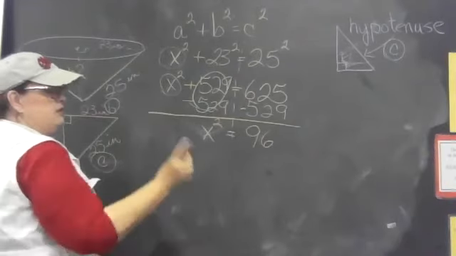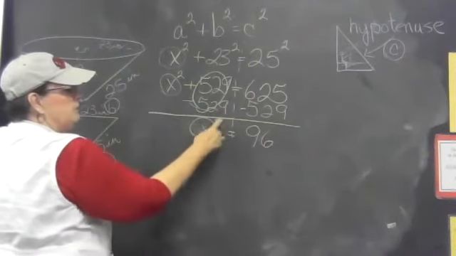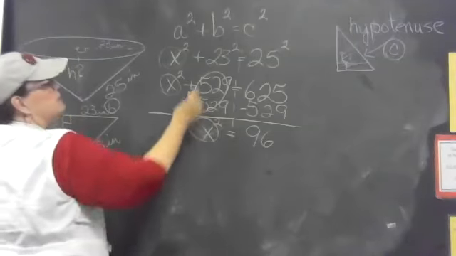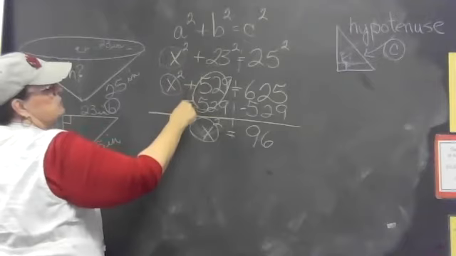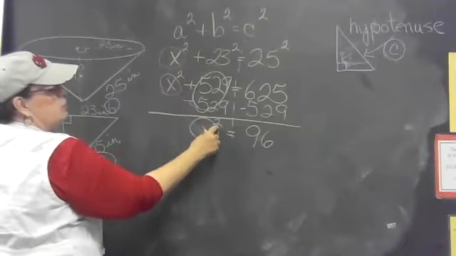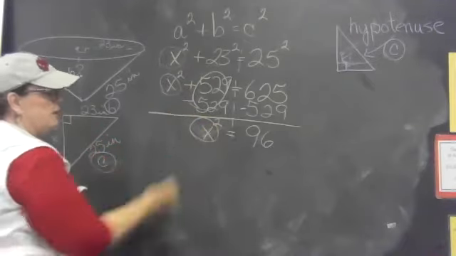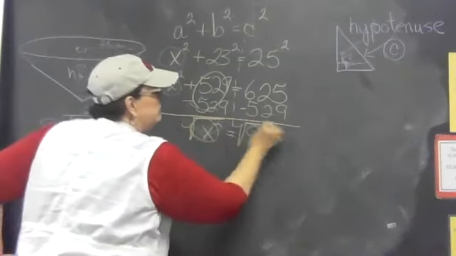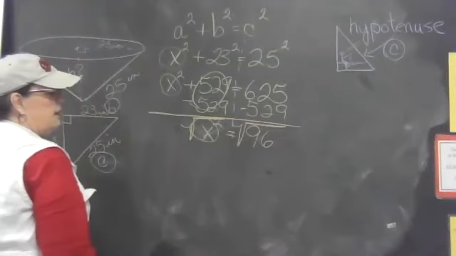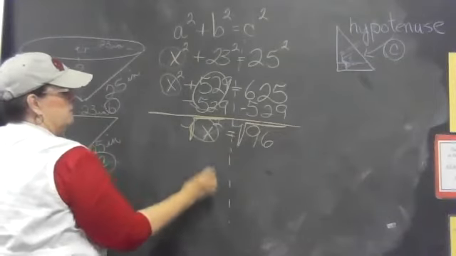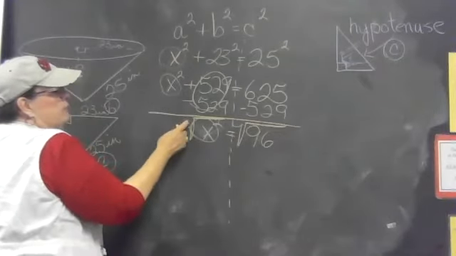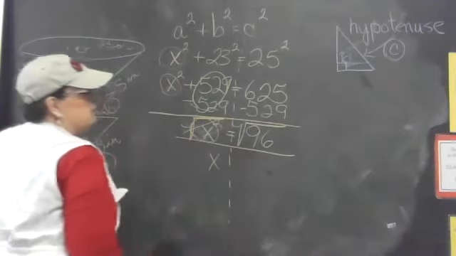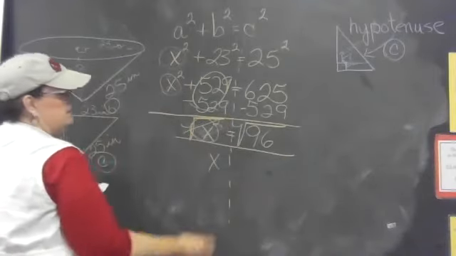And so we still don't know what x is because we have a squared. Okay? So the opposite up here, the opposite of plus was minus, but we need to get rid of the squared now. So the opposite of squared is square root. So now the square root and squared cancel each other out. I have an x. And what's the square root of 96?